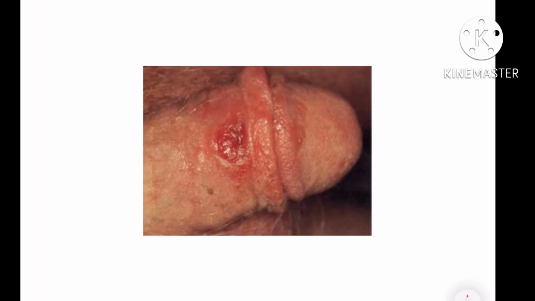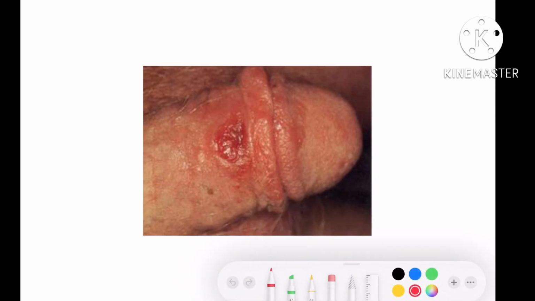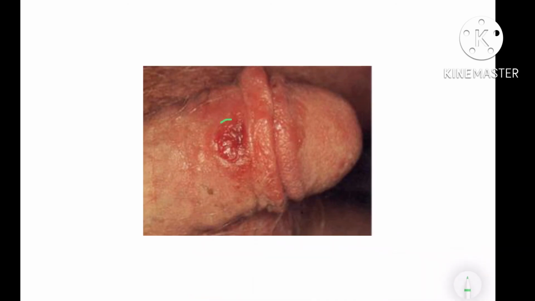The next one is syphilis. In case of primary syphilis, you can find ulceration over the genitalia, and the feature of primary syphilis is a hard indurated ulcer which is painless, and usually it is single. So a single painless ulcer over the genitalia is more likely primary syphilis.